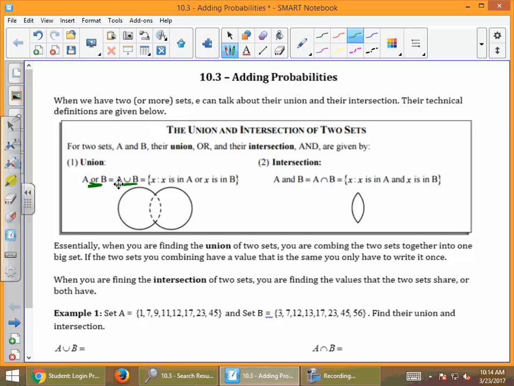If you have any values that repeat, so if they both have a 2 in their set, you only have to write that 2 one time. So if you have any repeating values, you don't have to write it again. You only need to write it once.